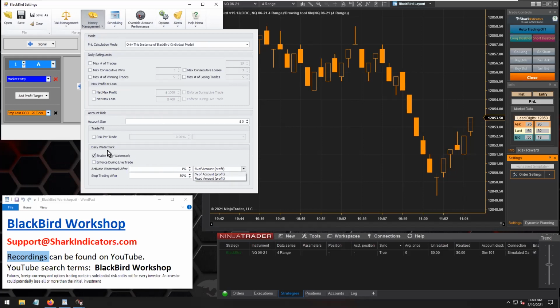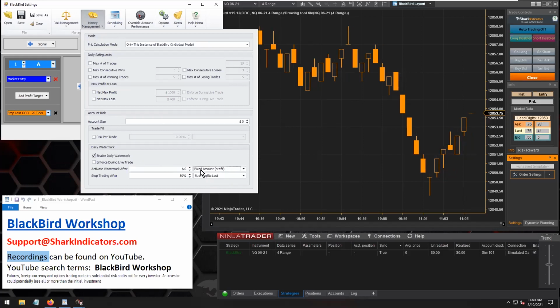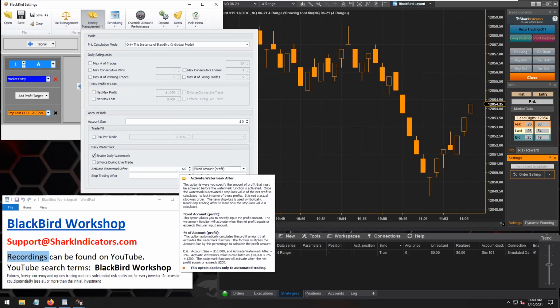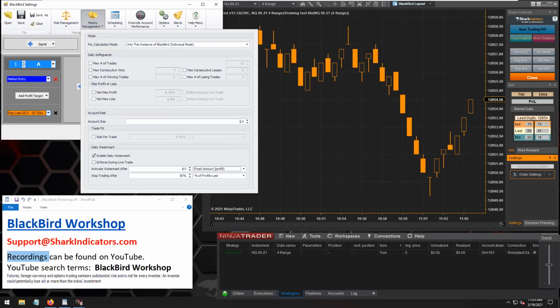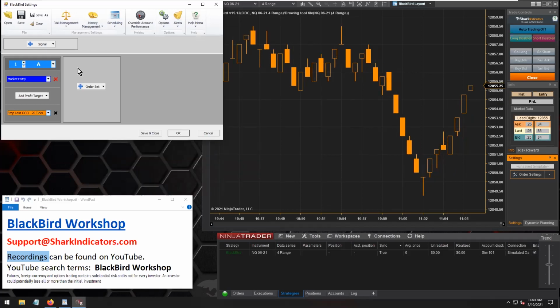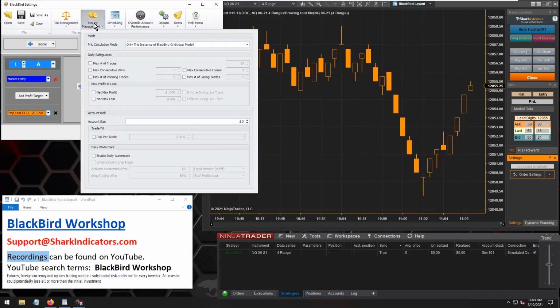The whole point of the watermark is to determine how much money can be lost before BlackBird stops trading. So that's what you're defining, if too much money has been given up. But this has nothing to do with a physical stop loss order or anything like that. So good question there. We get a lot of people thinking of the watermark as a physical stop loss order, but it is not at all.